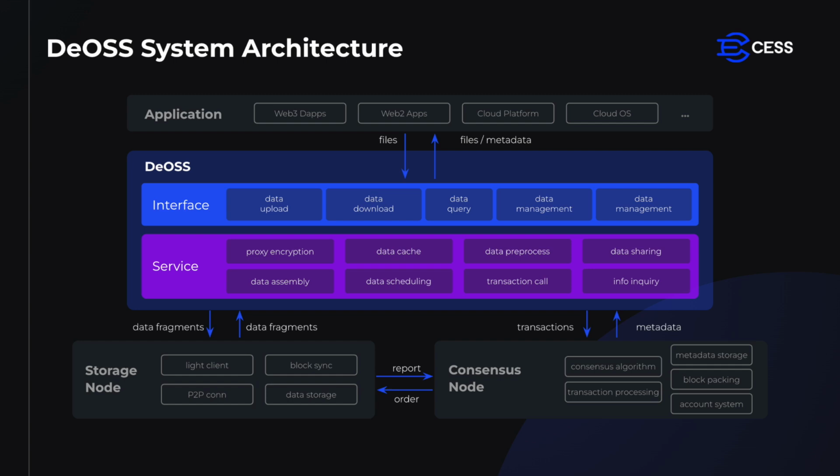During data retrieval, the system first queries the file metadata from the blockchain. It then collects sufficient file fragments from the corresponding storage nodes, assembles them, decrypts the data, and returns the complete file to the application layer.